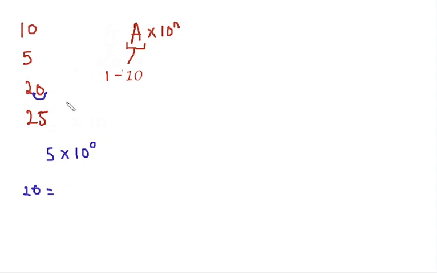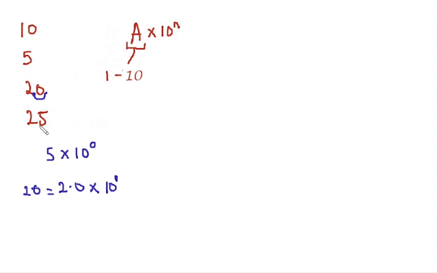So in this case, we now have 2.0 because we moved the point over to this side, times 10. The default power of 10 is 0, but because the point moved from right to left, the power has increased to 1.